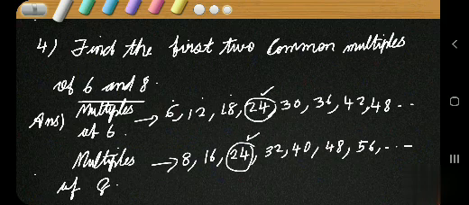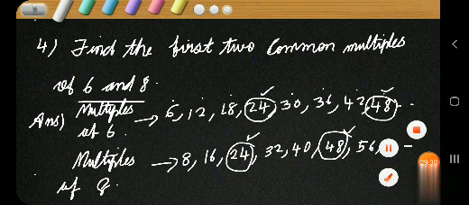Now let's try to find out the next common multiple. 30 is here, not down. 36 is here, not down. 42 is here, not down. What about 48? Yes, 48 is here and 48 is here also. So 48 is a common multiple of 6 and 8. We can encircle it, and 48 is the second common multiple of 6 and 8.